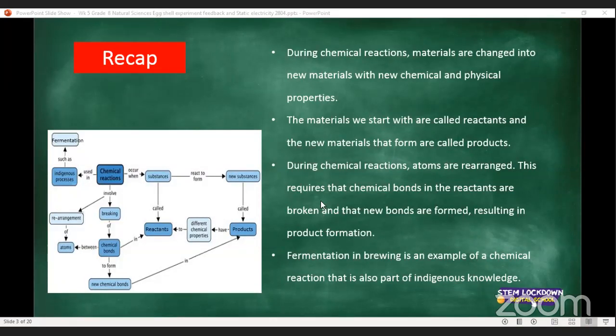So can you see how this long summary that I put makes it so much easier for you to learn when you are revising? And then on this side, we have chemical reactions. They involve a rearrangement of atoms. So you have different chemical bonds. When a reaction occurs, the atoms are rearranged. And if they ask you to give an example of an indigenous process using a chemical reaction, you're going to say a chemical reaction used in an indigenous process is fermentation.